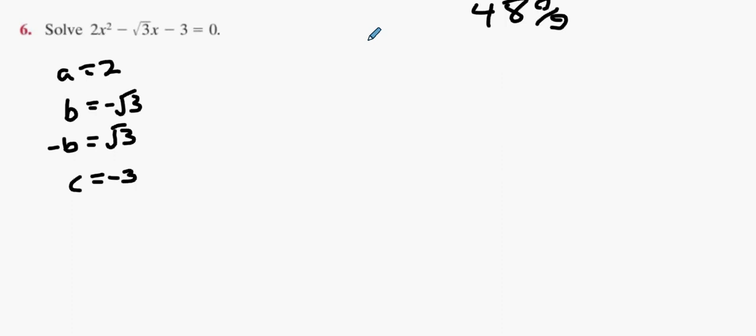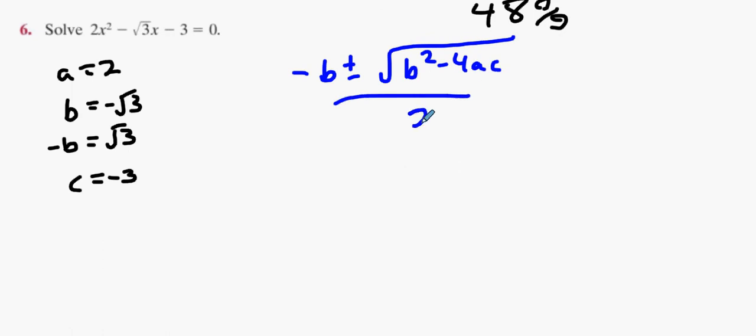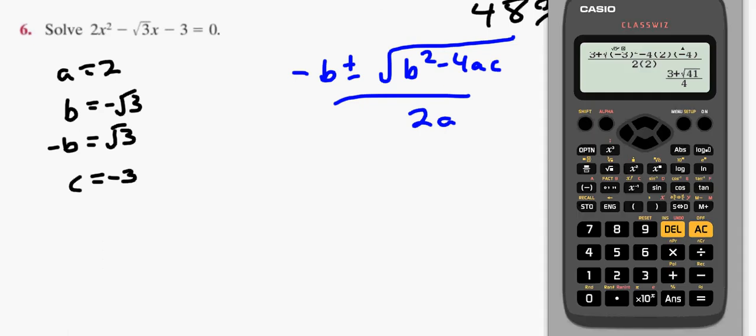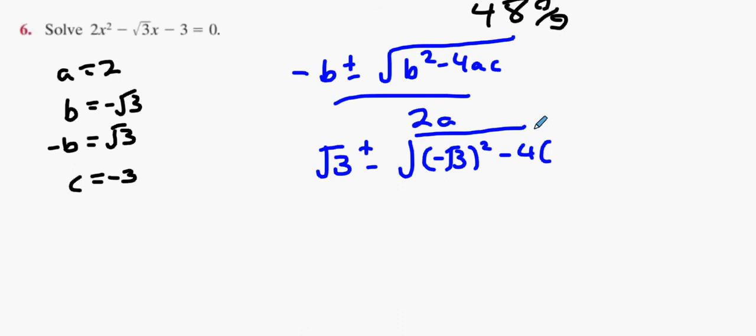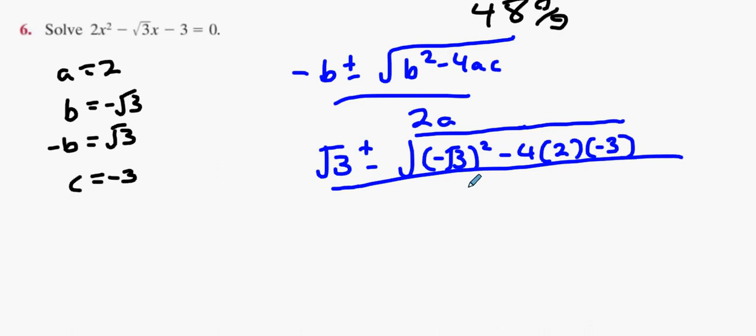Okay. Minus b plus or minus square root of b squared minus 4ac all over 2a. Is that okay? Now, so what's minus b? Root 3 plus or minus the square root of b squared, which is minus root 3 squared minus 4 times 2 times minus 3. Some of you must have got this right, did you?